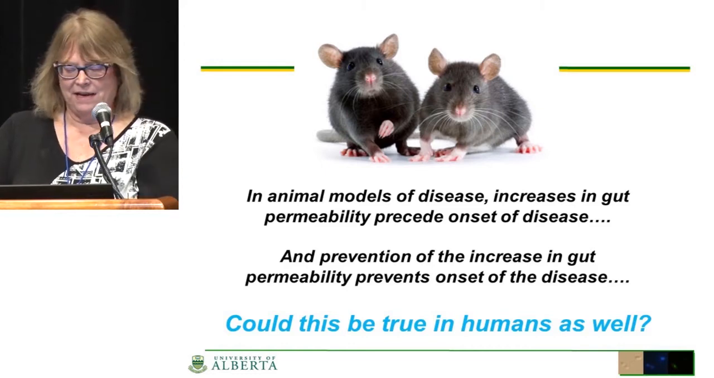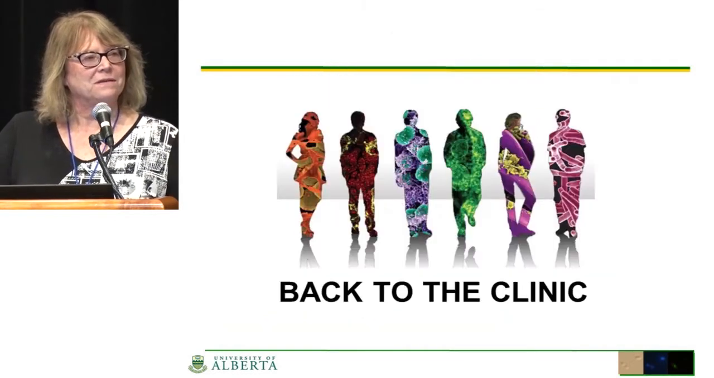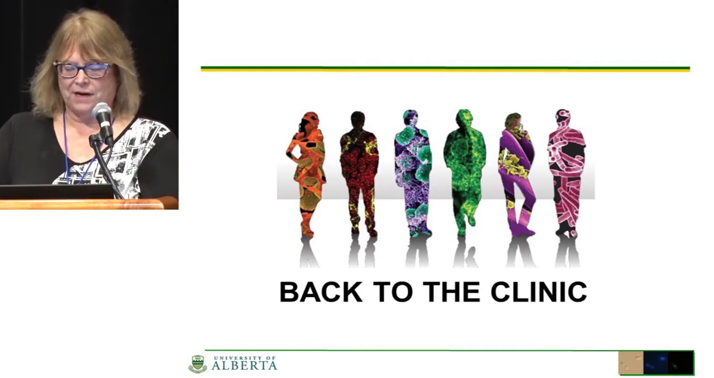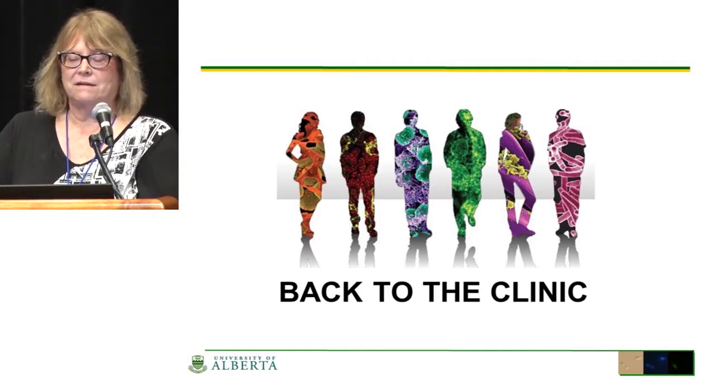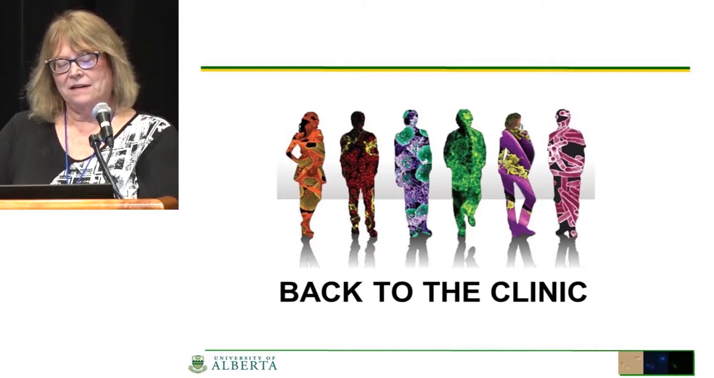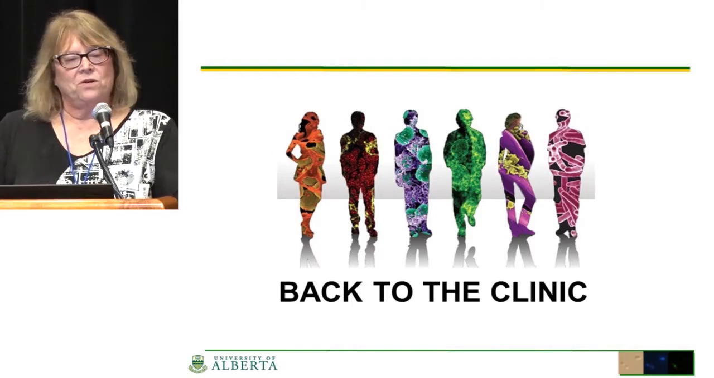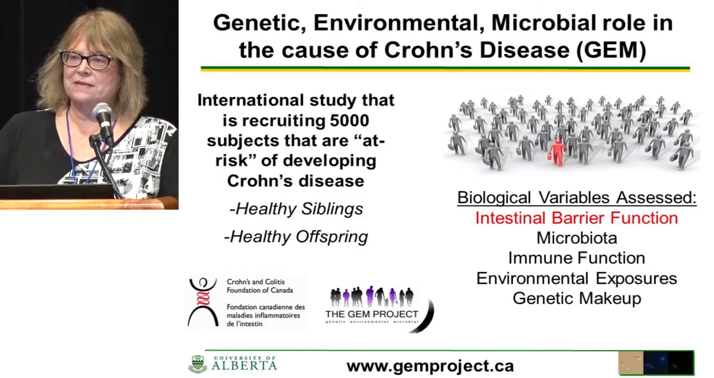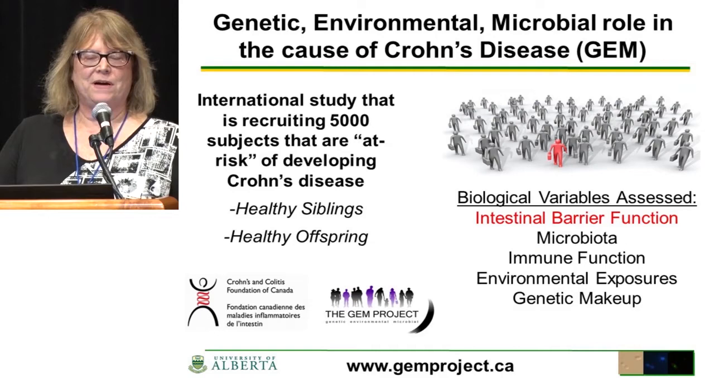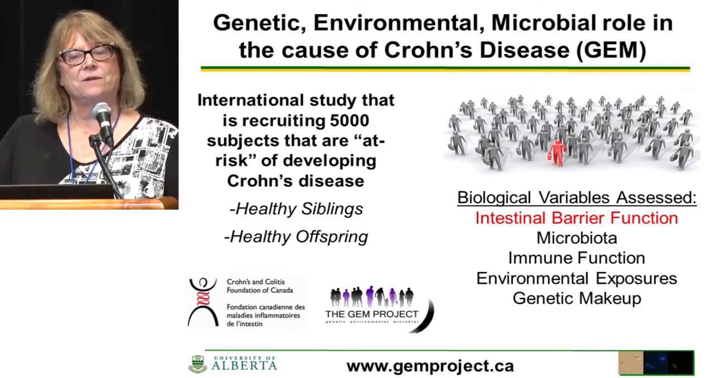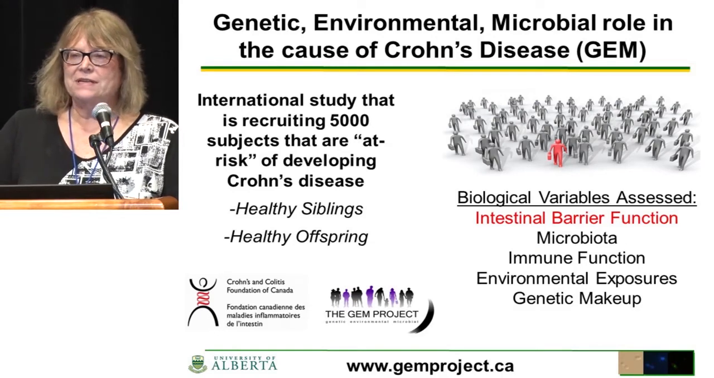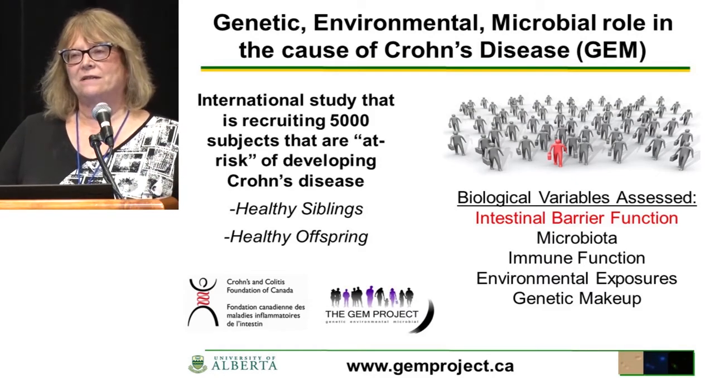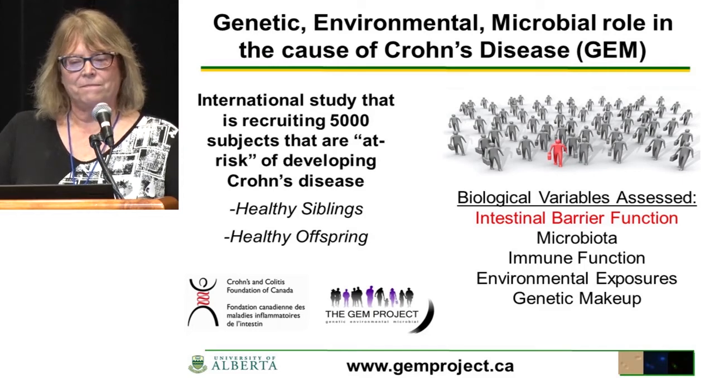But how do you study that in people? Is that true in humans? Does permeability increase before diabetes? Does it increase before IBD? And how do you study that? So back to the clinic. This is an attempt to study in Crohn's patients. This is a type of inflammatory bowel disease that has a genetic predisposition. So if you are a sibling of someone with Crohn's disease or you are an offspring, you have an increased chance of getting Crohn's disease, increased risk.